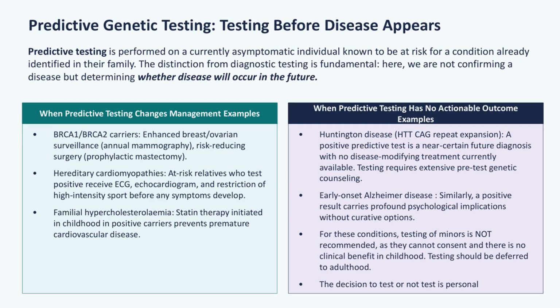Predictive genetic testing is used to identify individuals at risk for conditions before symptoms appear. This testing can guide management decisions, such as increased surveillance or preventive measures. However, it also raises ethical considerations, especially when no actionable treatment is available.